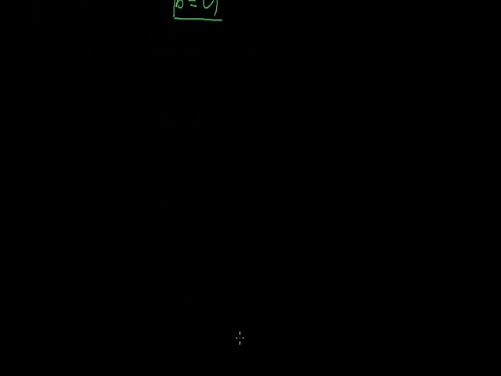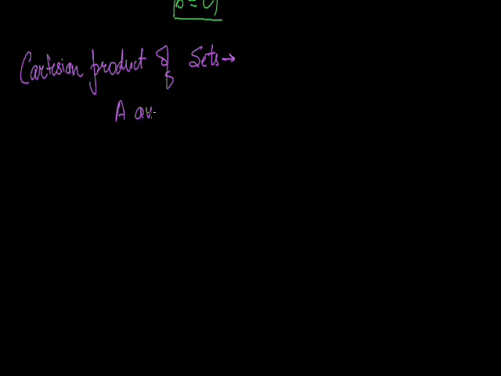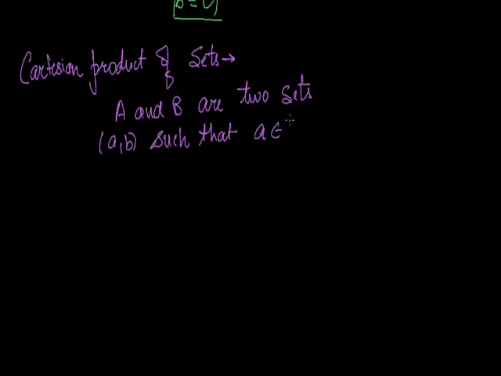Let's move to the next topic, that is Cartesian product of sets. What is the Cartesian product of sets? If A and B are two sets, then we have ordered pairs (a, b) such that the element a belongs to A and element b belongs to B, and A and B are not null sets, not empty sets. So a belongs to A and b belongs to B. Then this set is called the Cartesian product of A and B.